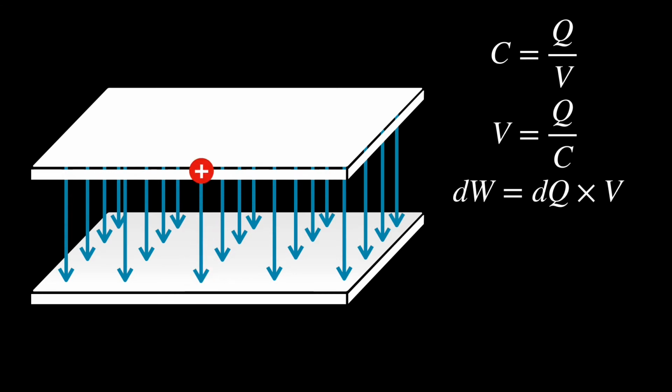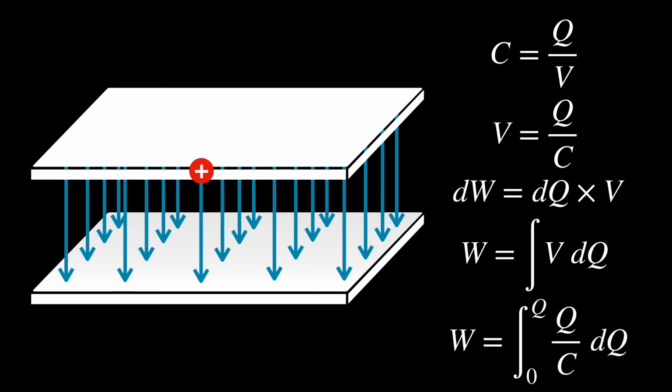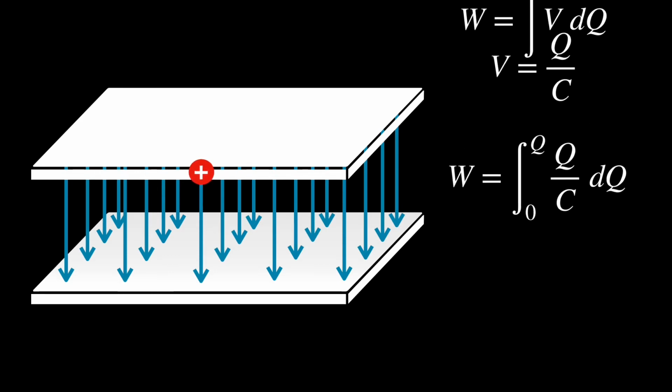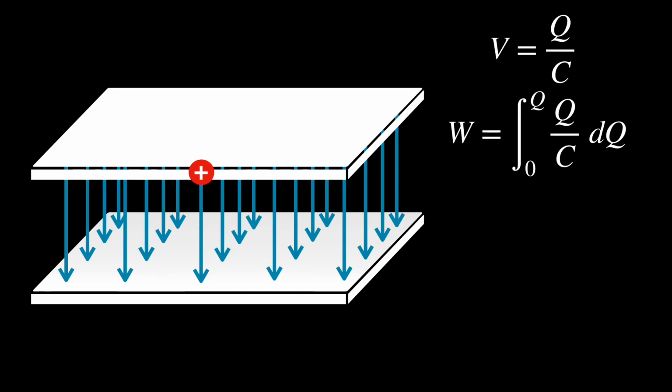a potential difference. So the total work would be the integral of the potential difference with respect to charge. And the potential difference is Q over C, as we saw. So let's sub that in. The bounds of the integral are from 0 charge to Q charge, because we are going from 0 charge on the capacitor to Q charge. This is one of the easier integrals you'll encounter in physics. Just do the reverse power rule and you should be good. So the work is Q squared over 2C.